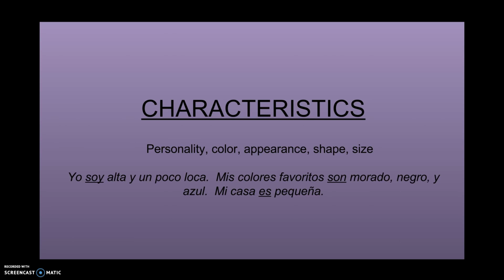So for characteristics, our examples are yo soy alta y un poco loca. Mis colores favoritos son morado, negro y azul. Mi casa es pequeña. So, what we have here in the English translation, I am tall and a little crazy. My favorite colors are purple, black, and blue. My house is small.